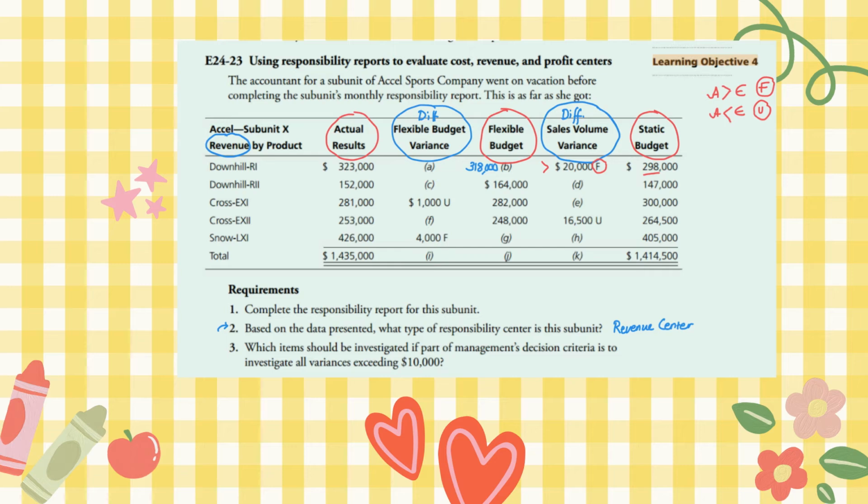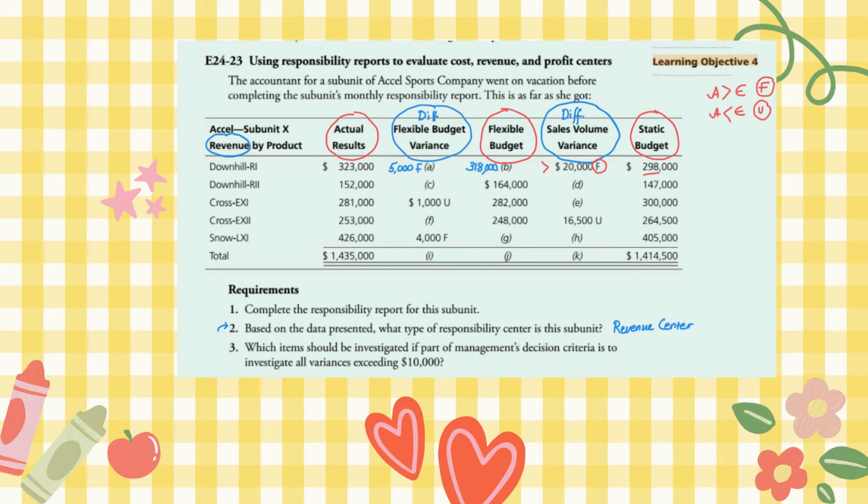Now the difference between actual and flexible budget, it's A. So 323 less 318, it's going to be 5,000. Now is it favorable or unfavorable? The budgeted one is 318 and the actual one is 323, which is greater. So it's going to be favorable variance.